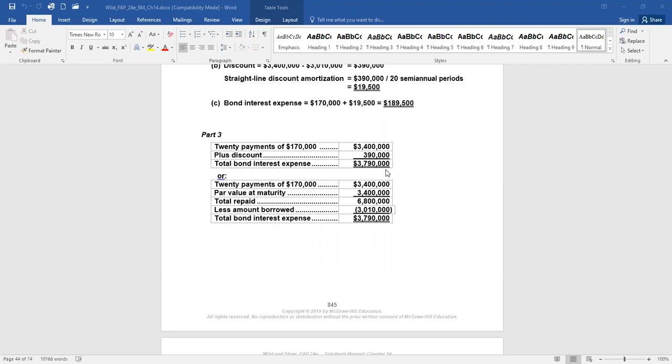How much discount did the company provide to the bondholder? $390,000. So the corporation said, we'll take $390,000 less when you sell us the bond, or I'm sorry, when you buy the bond, and we'll pay you that extra at the end to make up for those interest rate differences. So the total actual amount of interest that is paid out over the life of the bond is $3,790,000.